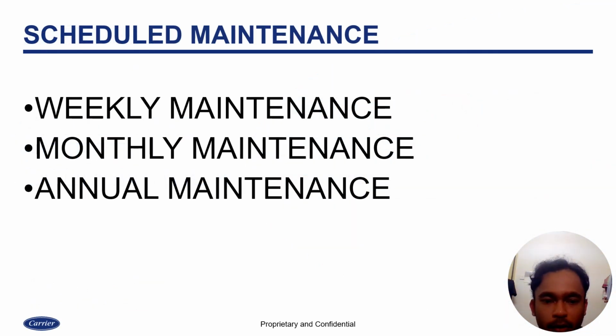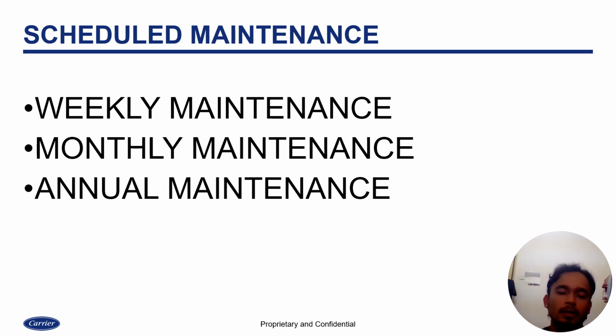Okay, first of all, we will go to the scheduled maintenance, and this presentation of the maintenance is highly emphasized on one of the chiller models produced by Carrier, which is the 19EX. So for Carrier's chiller, the service team will conduct weekly maintenance, monthly maintenance, and also annual maintenance. And all this maintenance falls under the category of scheduled maintenance.